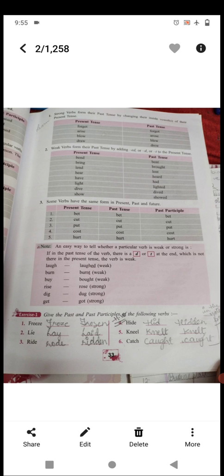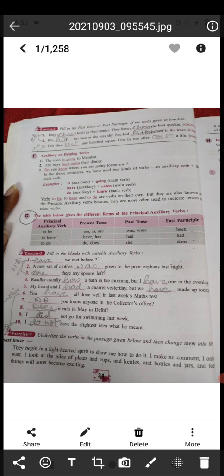Now listen to me everyone. 4, 5, 6 you have to do as your homework. In the notebook also you are going to do 4, 5, 6. Come on now, turn the page.